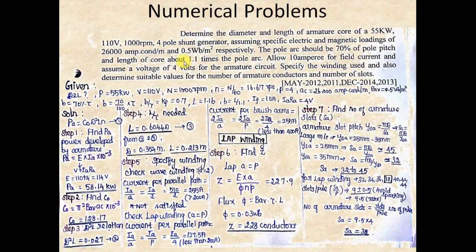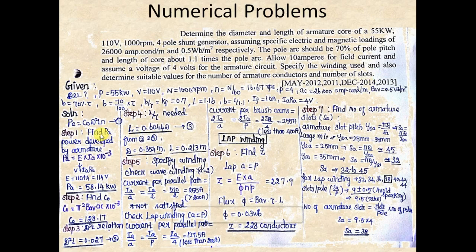The ratio of pole arc to pole pitch is 0.7. And the length of the core, that is capital L, is 1.1 times the pole arc. Other than the physical dimensions, it is also asked to find the type of winding which we can use for this machine, and also we have to determine the number of armature conductors and the number of slots in this machine.